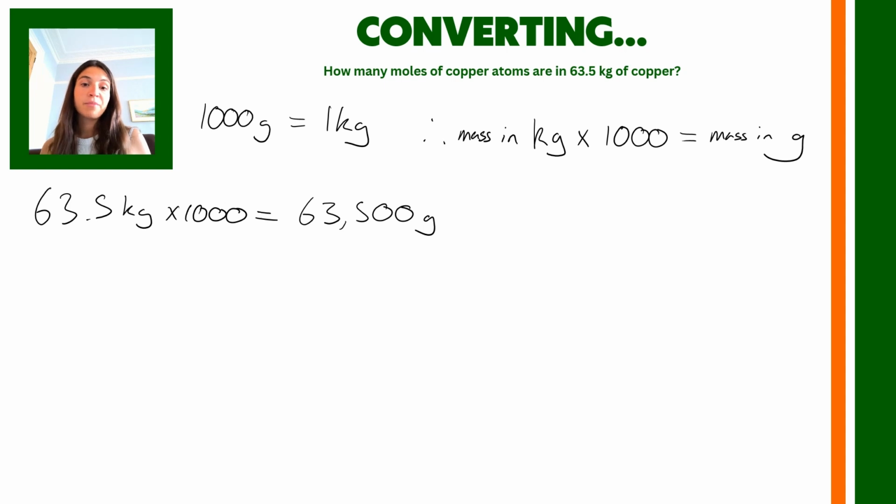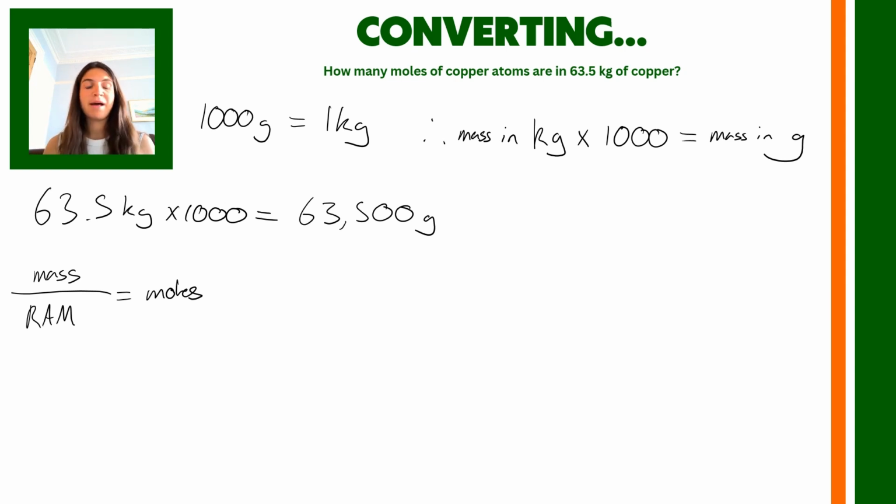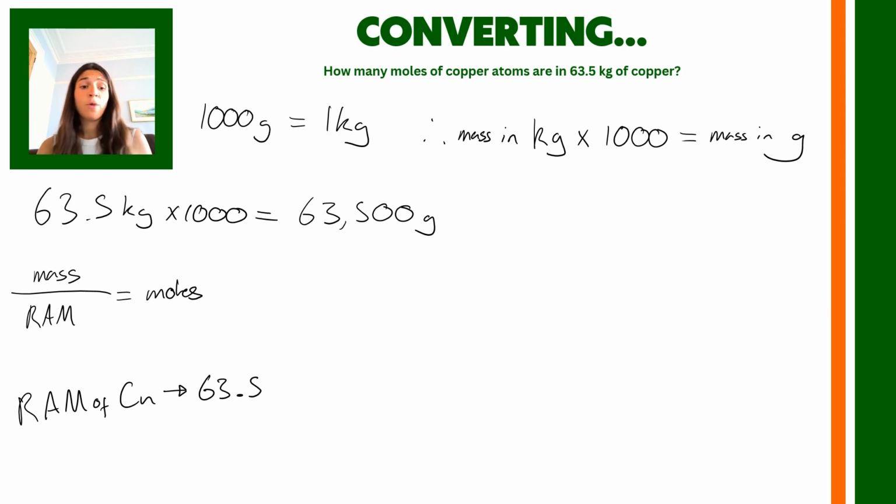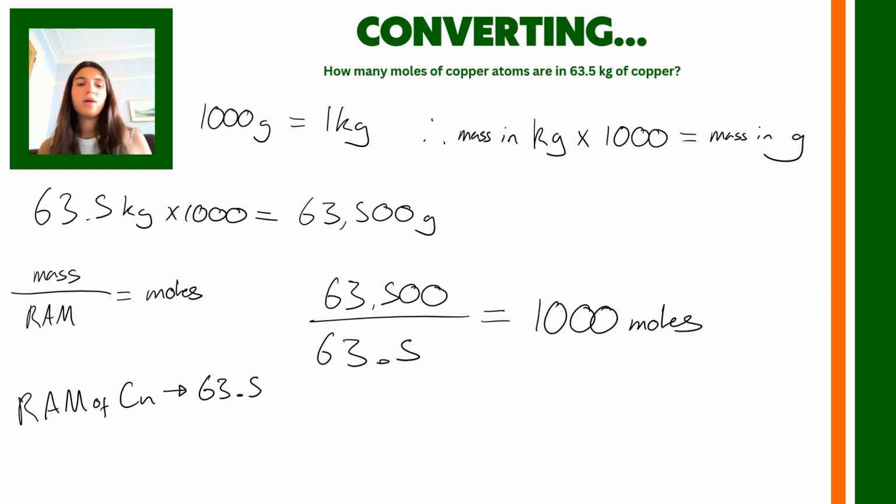Then I use my triangle formula. I wanted the number of moles, so I cover that up, and that gives me my mass divided by my relative atomic mass for my number of moles. The relative atomic mass of copper is 63.5. You can find that in your periodic table. So let's do it then. Mass 63,500 divided by RAM 63.5 gives me 1,000 moles of copper in 63.5 kilograms of copper.